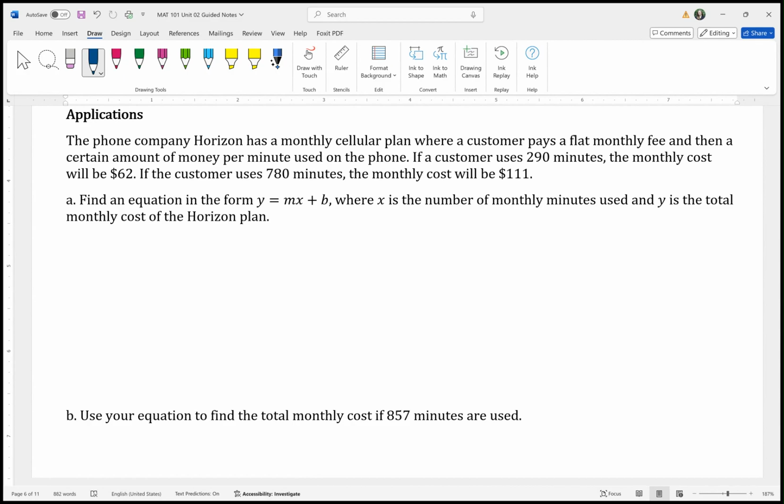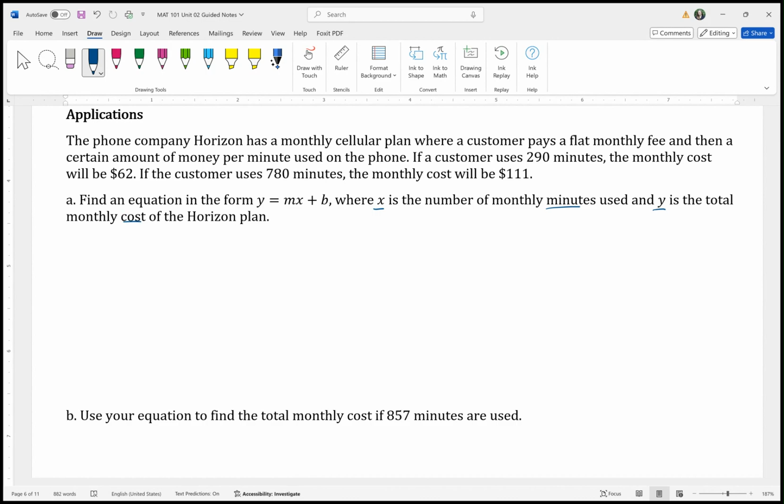So we know that in order to find an equation of a line, we need 2 points or we need the slope. Well, we're not given the slope in this. So can we find 2 points? Let's continue reading this A part and figure out what all these numbers are representing. It says where X is the number of monthly minutes. So X is going to represent minutes and Y is the total monthly cost.